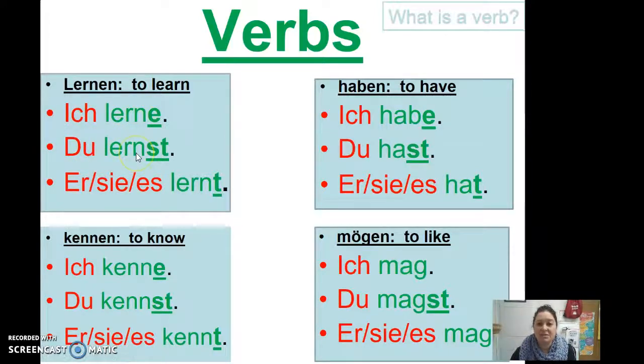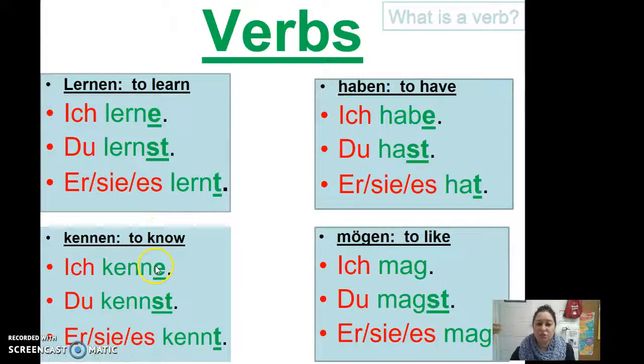Du lernst. Sie, es lernt. Now look at kennen. It means to know. Repeat after me. Ich kenne. Du kennst. Sie, es kennt.